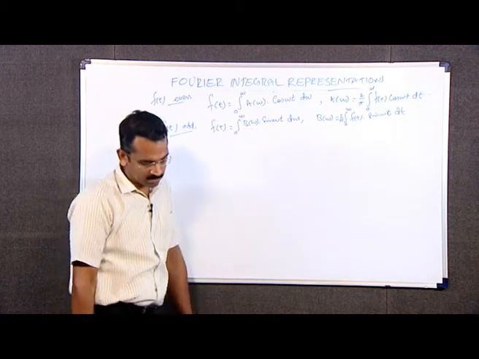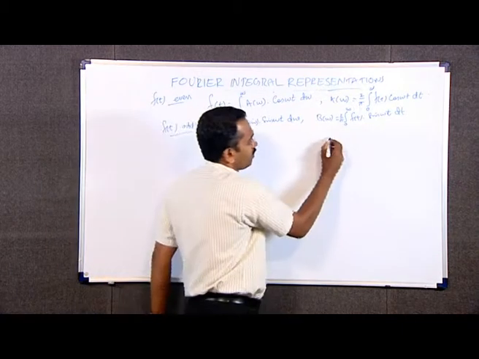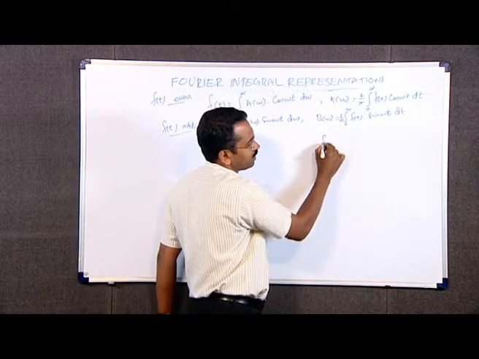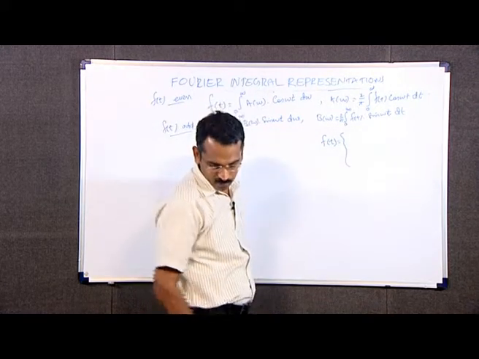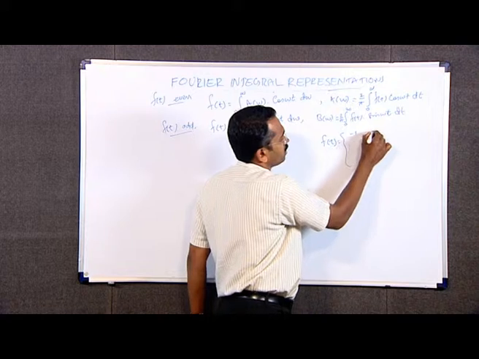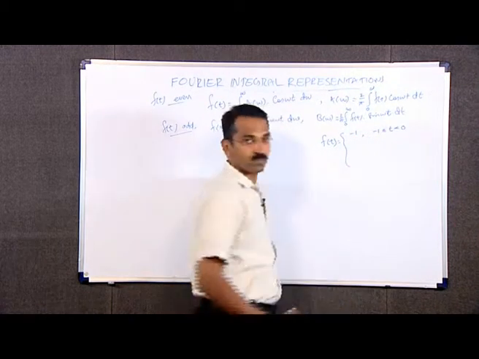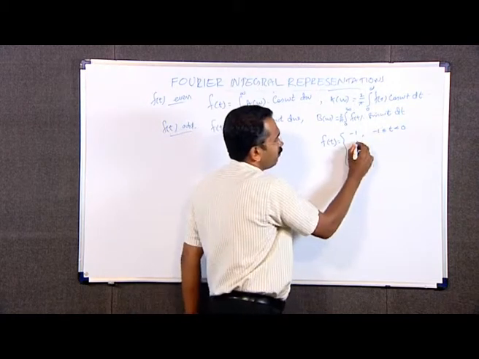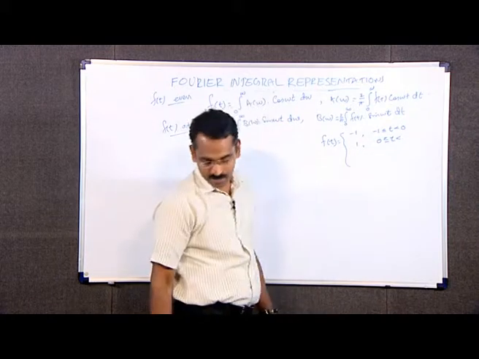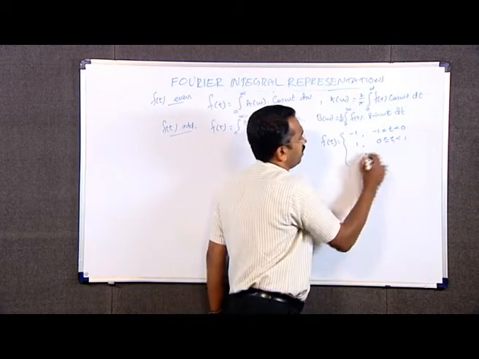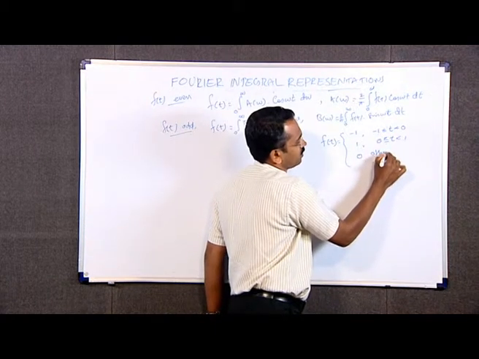Now consider one example. Find the Fourier integral representation of the function f of t given by f of t is equal to -1 for -1 less than or equal to t less than 0, f of t equal to 1 for 0 less than or equal to t less than 1, and 0 in other cases.